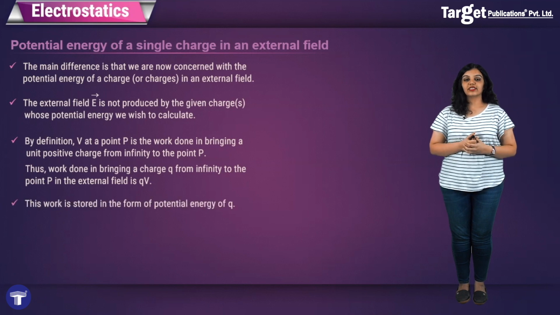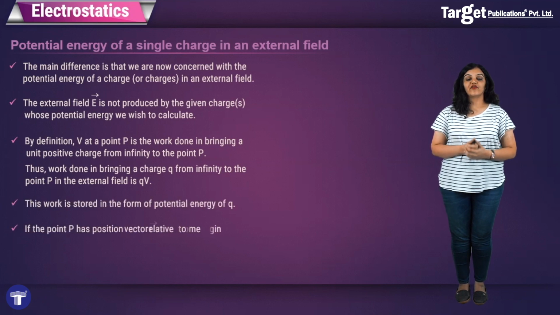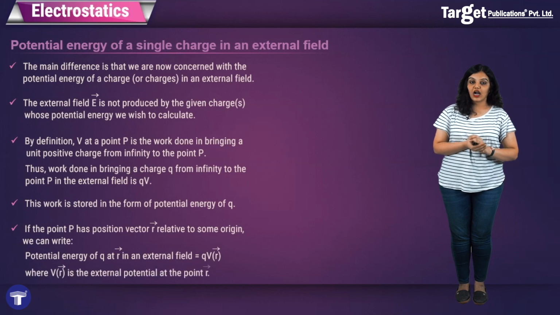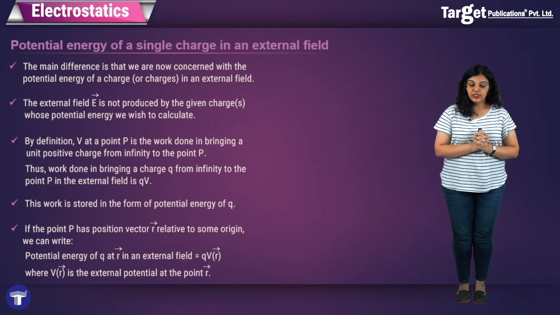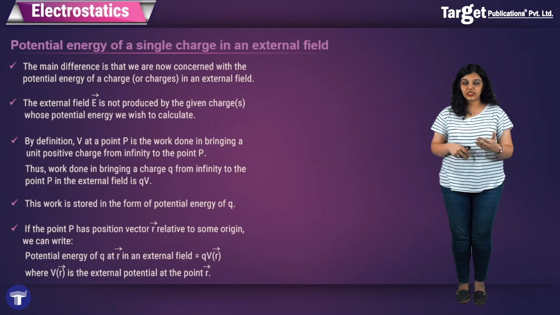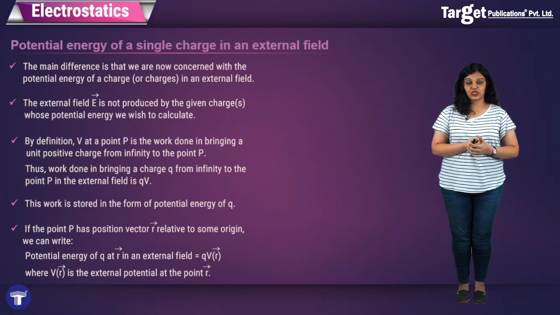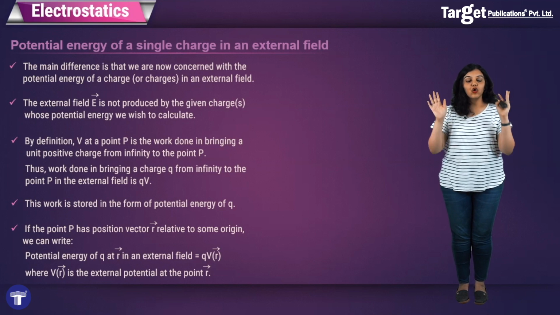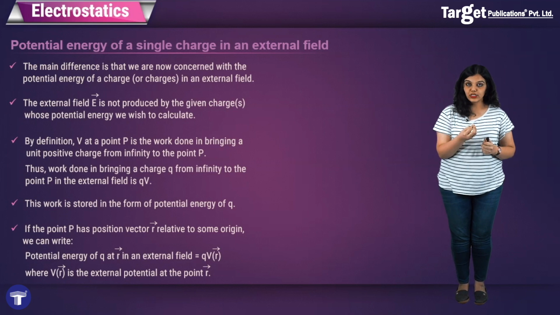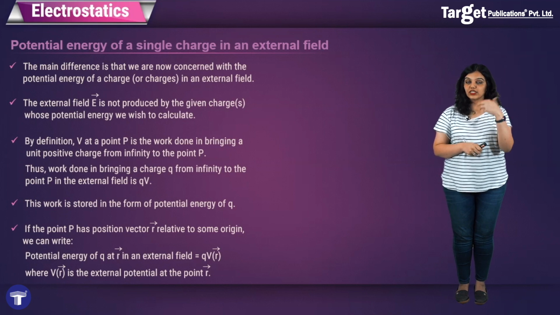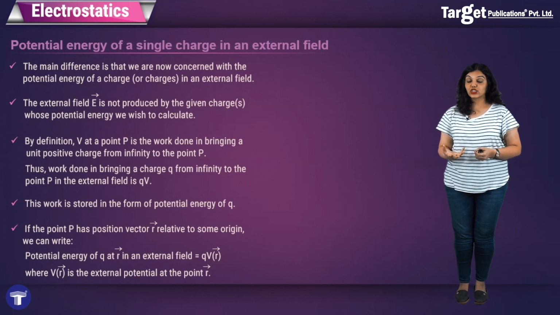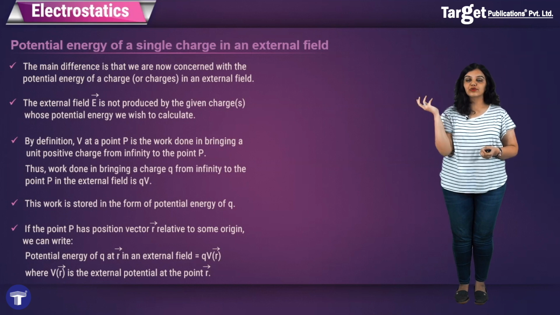This work done is stored as the potential energy of the charge Q, and therefore finally I say that if the point P has a position vector R relative to some origin, then I can write that the potential energy of Q at a position vector R in an external field is simply Q times V(R), where V is a function of R because potential is a function of the position at which you are considering the potential. So V(R) is the external potential at the point R. So simply speaking, all I'm saying is that the potential energy at a point in an external field will be given by Q, which is the value of the charge that you will place at that point, multiplied by the potential, and this potential is the potential created due to the external field.